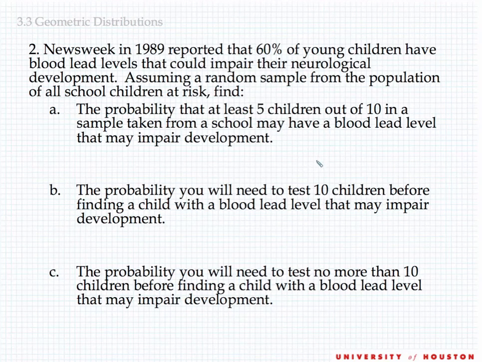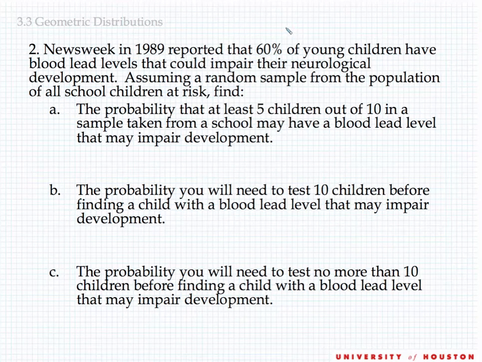Another example. Newsweek reported that 60% of young children have blood levels that could impair their neurological development. Assuming a random sample from the population of all school children at risk, find the probability that 5 out of 10 taken from school have the blood level that may impair development. The probability you would need to test 10 children before finding a child with a development, and the probability we have to test no more than 10 children. So we have different situations on each of these parts.